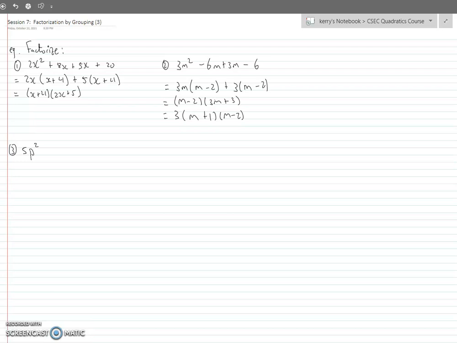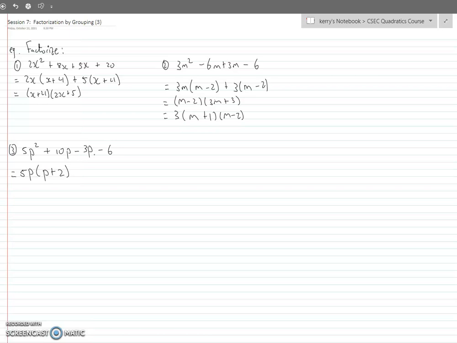All right, let's go again. Let's go with 5p squared plus 10p minus 3p minus 6. Good, so let's see now. We want to factorize these four terms. 5 and 10, 5 could divide both of them, and p could divide both of these. So let's take out 5p. 5p squared divided by 5p is p, plus 10p divided by 5p is 2.